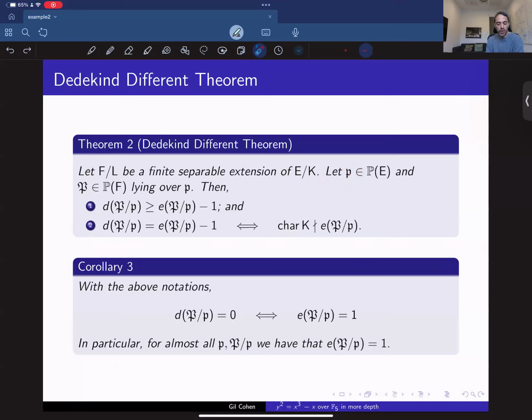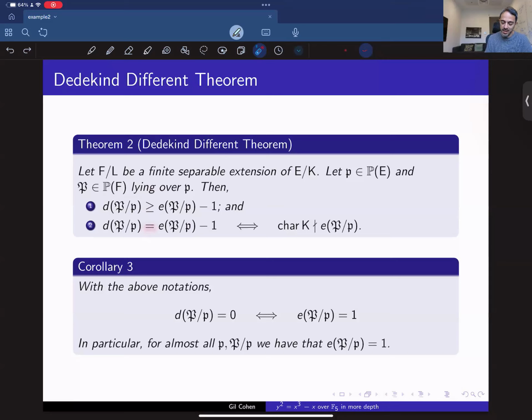Then the first thing you always have is that this mysterious d, called the differential exponent, is always at least the ramification index minus 1. In particular, when a place capital P over small p ramifies, the prime divisor capital P appears in the different.